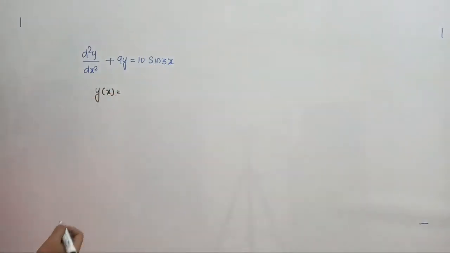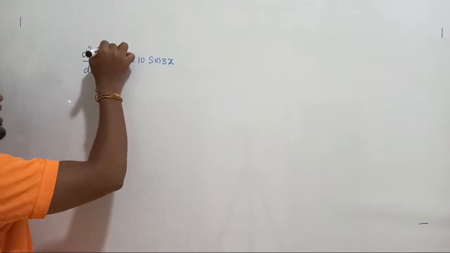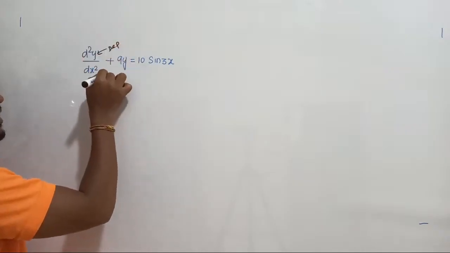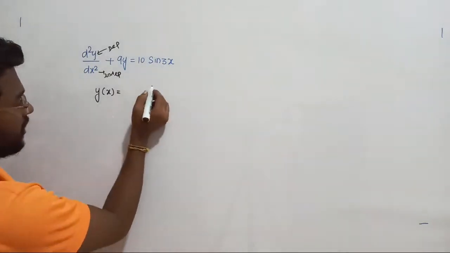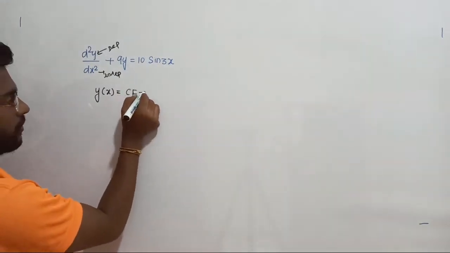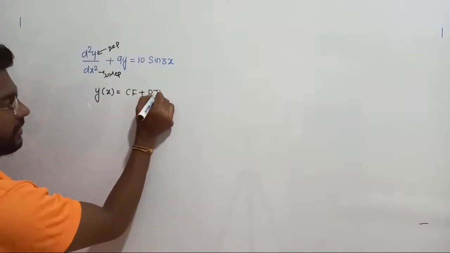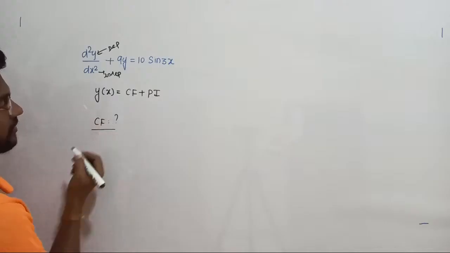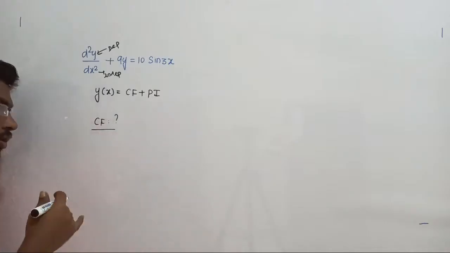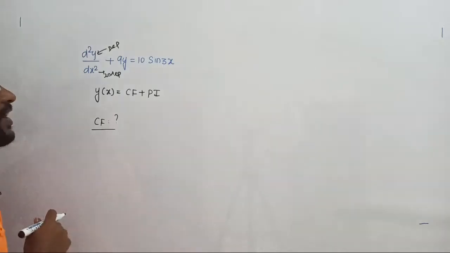Is it correct? Yes. Why? Because y is the dependent variable, x is the independent variable. So it can be written as y of x equal to its function. It will consider 2 types of solution, complementary function as well as particular integration. Let's see the complementary function. In order to find the answer for the complementary function, first we have to find out the characteristic equation.